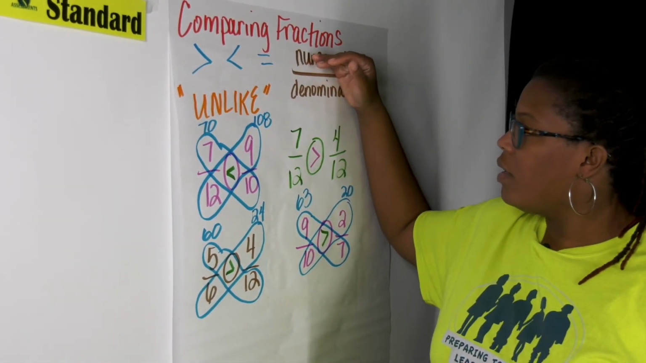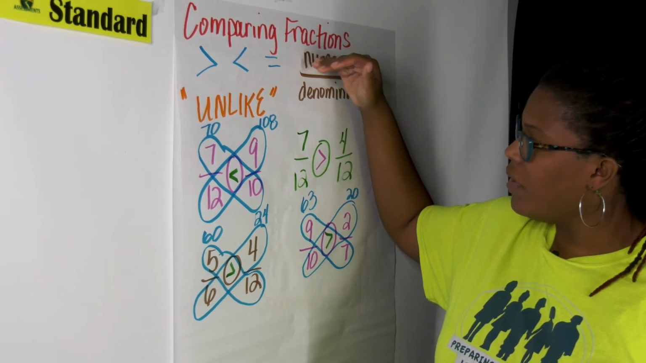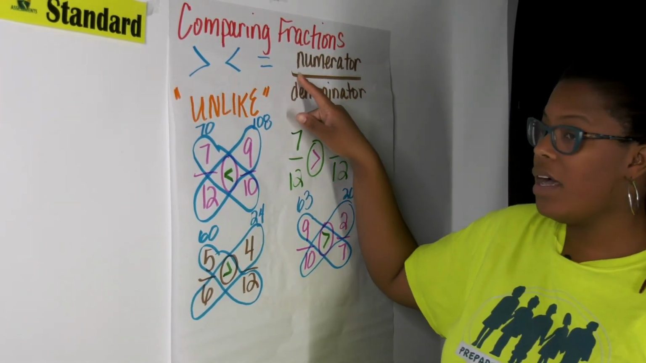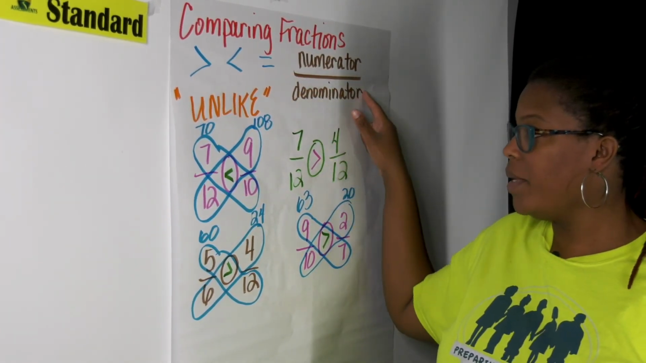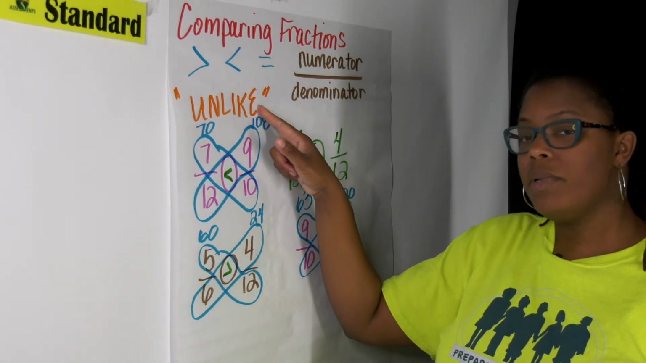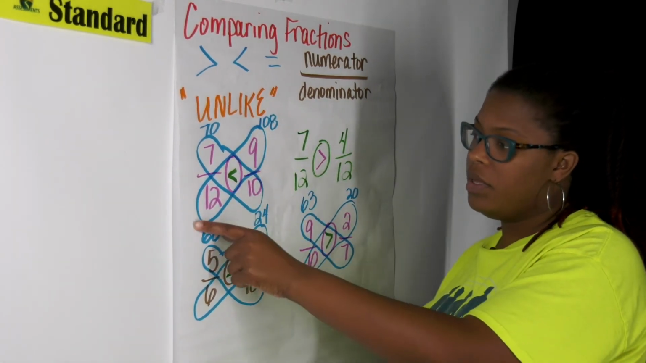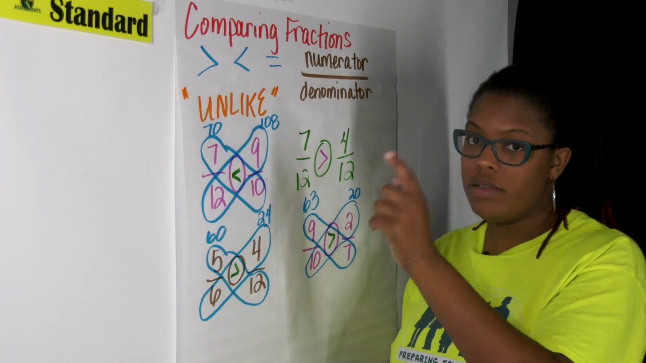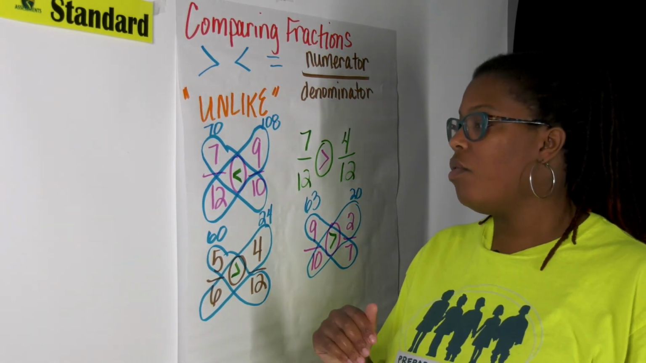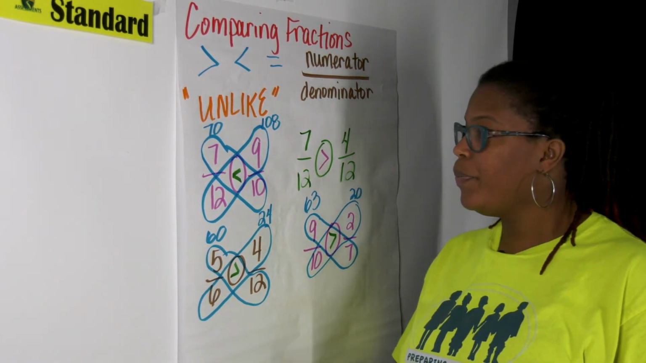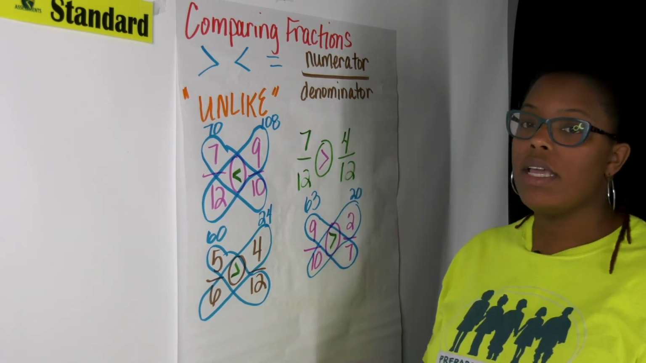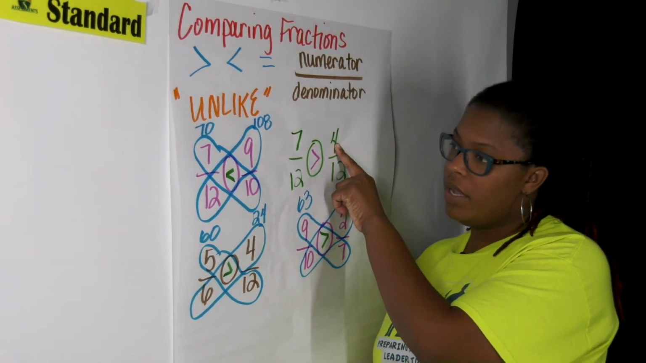We compare fractions based off of their denominators. If the denominator is unlike, that means it's different, then we could use the butterfly method. You can also use equivalent fractions or finding the common denominator. If the denominators are the same, then you just simply compare your numerators.